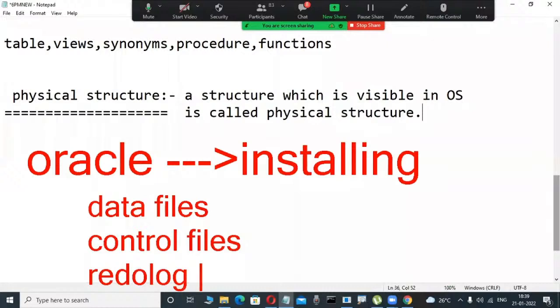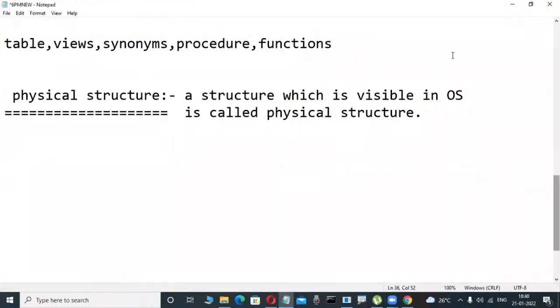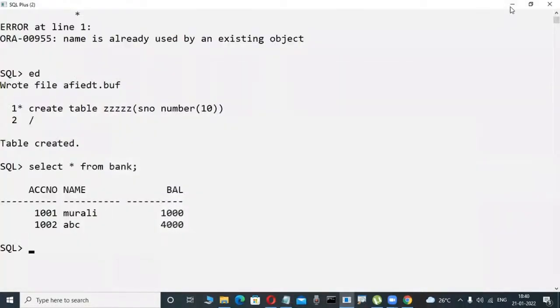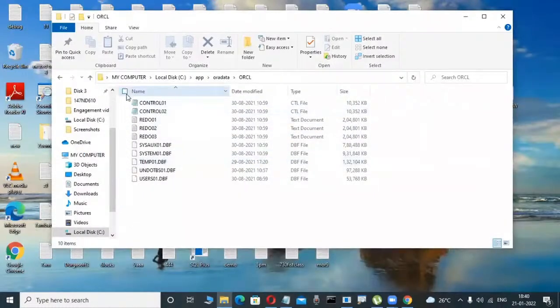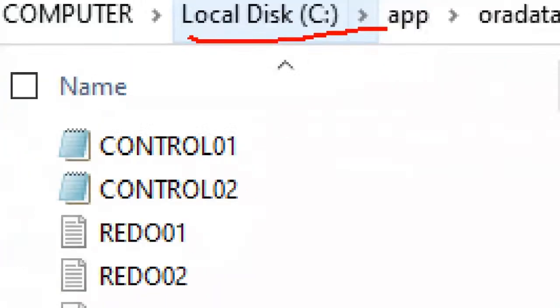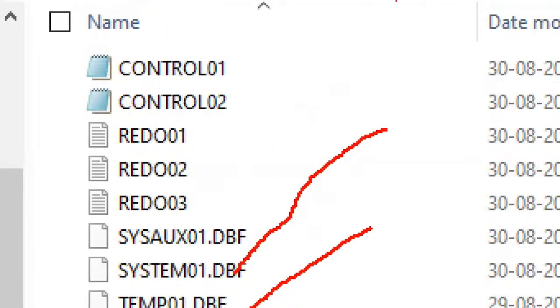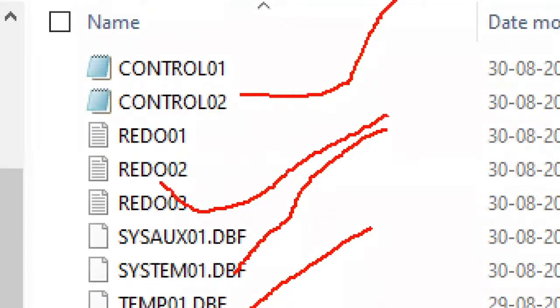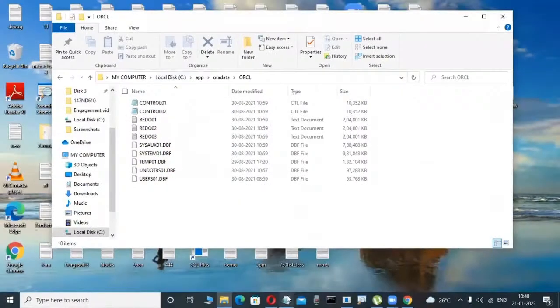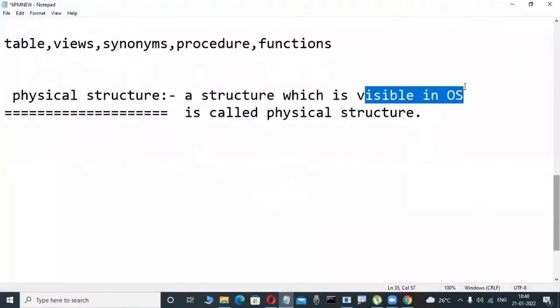These things you don't have an idea about yet. In the future, in the DBA concept, I'm telling only a rough introduction in our course. Whenever I'm installing Oracle software, automatically some files are created on a disk, in C drive, D drive. These are data files, .dbf files. You don't have an idea yet, later you will be familiar: control files and redo log files. A structure which is visible in the operating system is called physical structure.